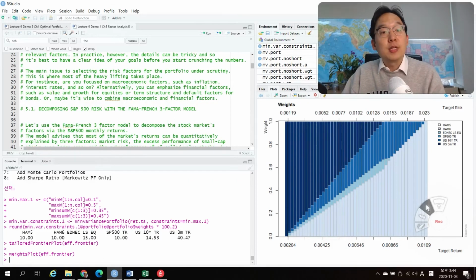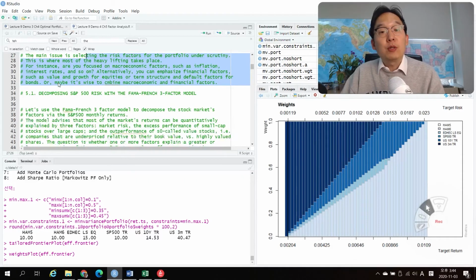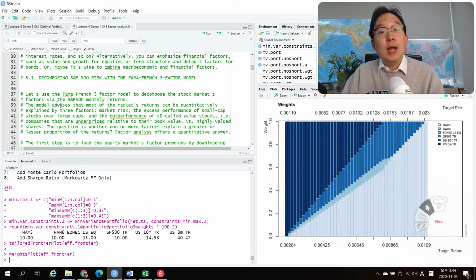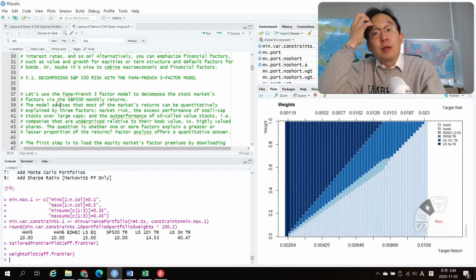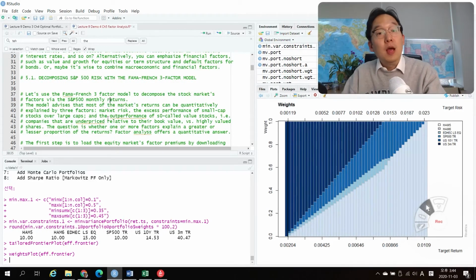For instance, are you focused on macroeconomic factors such as inflation, interest rates, and so on? Alternatively, you can emphasize financial factors such as value or growth for equities, or term structure and default factors for bonds. Or maybe it's wise to combine macroeconomic and financial factors.